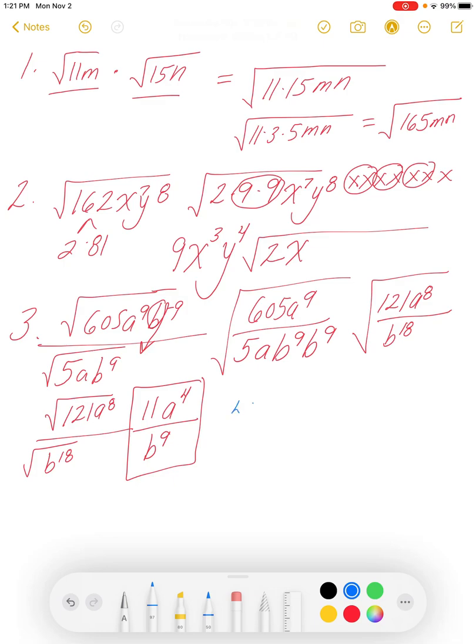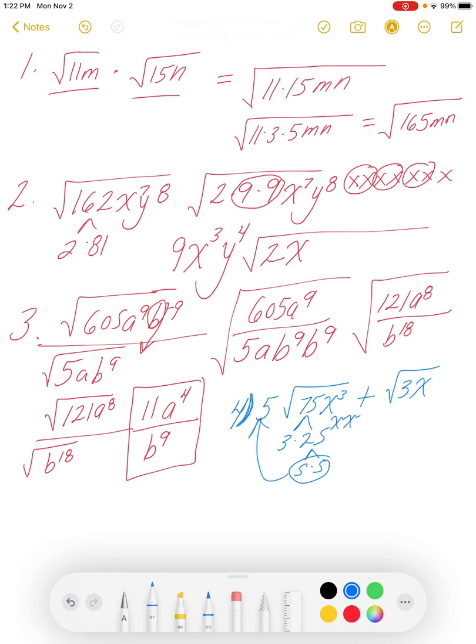Okay, number 4. See if I can squeeze it in here without going to a new page. 5 square roots of 75, x cubed. Then we have a plus square root of 3x. So before you can add radicals together, you need to make sure they're simplified. So we know this is 3 times 25, 5 times 5. So we pull out a 5. And it looks like we have x, so pull out an x. So that is 25. 5 times 5 is 25.